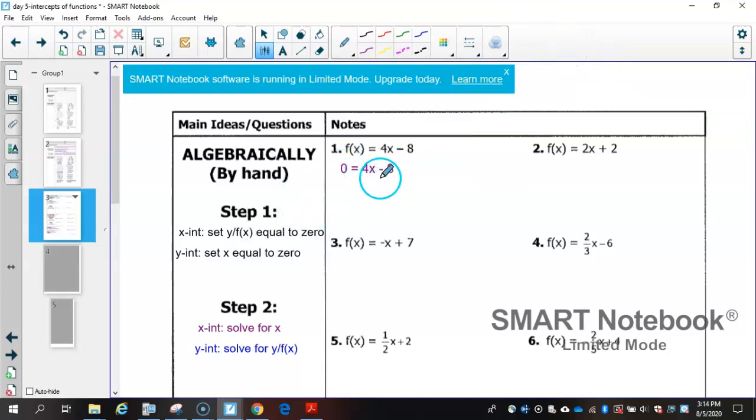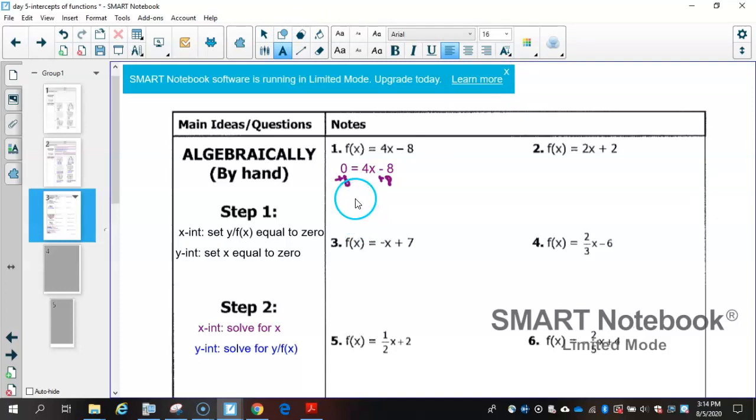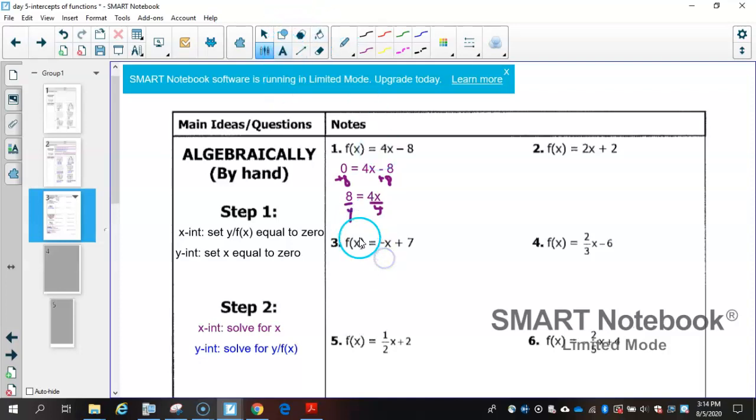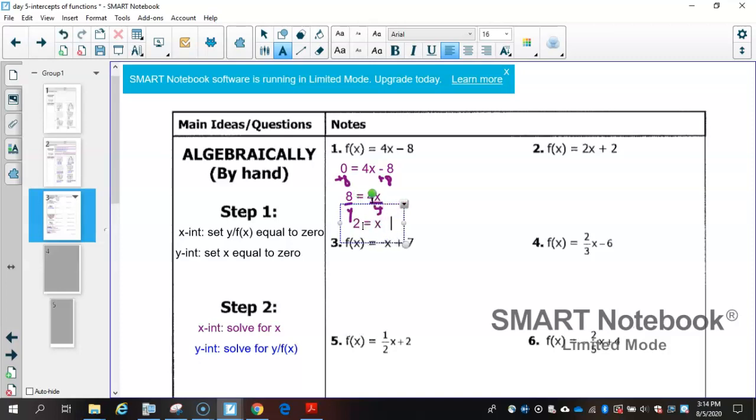Right, and to solve this for x, I need to add 8 to both sides. So I end up with 8 equals 4x, and then divide both sides by 4. That was supposed to be a 4, it doesn't really look like it. And I can say 2 equals x, or that our x-intercept is (2, 0).